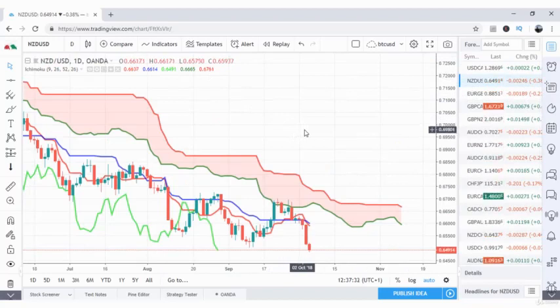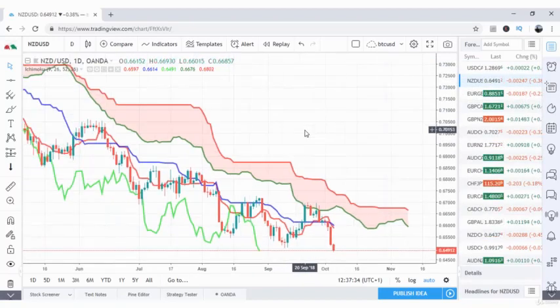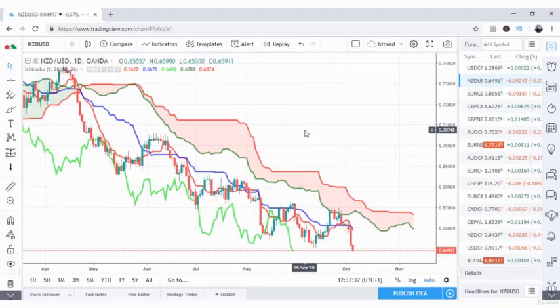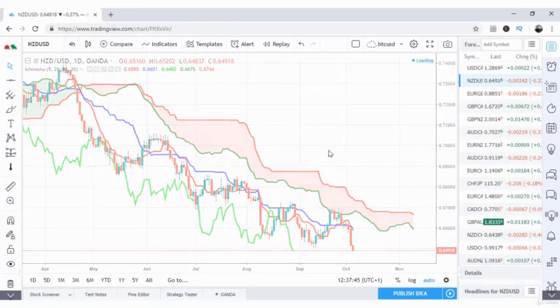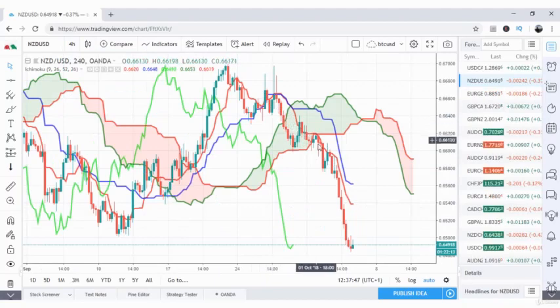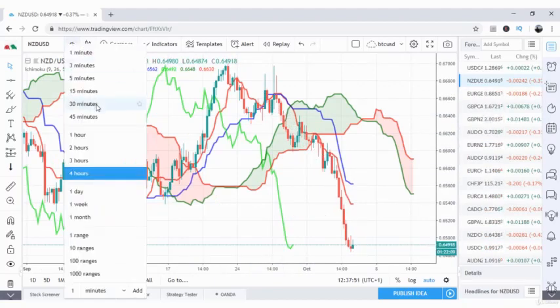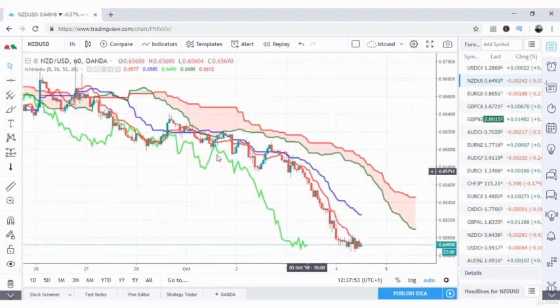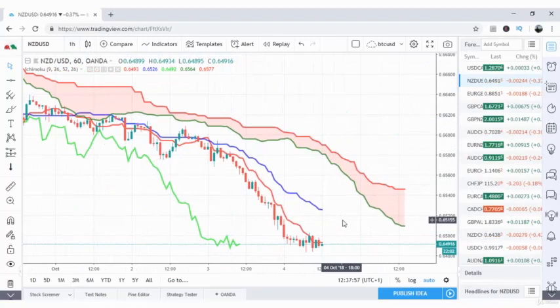Let's analyze New Zealand dollar, US dollar. Here you can see that we clearly have a bearish market on the daily. We don't really need to analyze all the components of the Ichimoku. On the 4-hour chart, we had a strong breakout of the cloud with the price clearly going down. On the hourly chart, the scenario is super bearish. In this case, you can start to plan a short position because the 3 time frames point in the same direction.